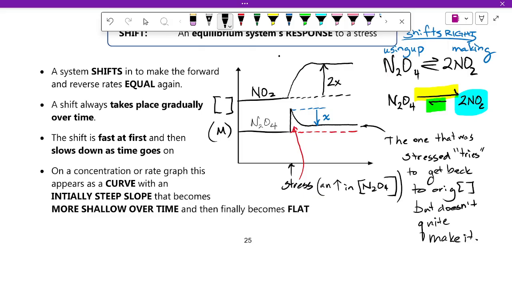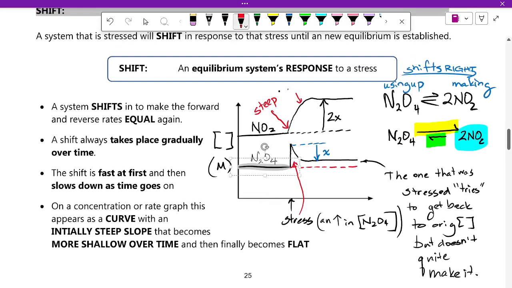And things I want you to notice about the curvy part of the graph where we're shifting. At the beginning of the shift, is that steep? Is that shallow? What's happening to the rate? Is that a steep slope or a shallow slope? Steep. And then it becomes more shallow. And finally it becomes flat.